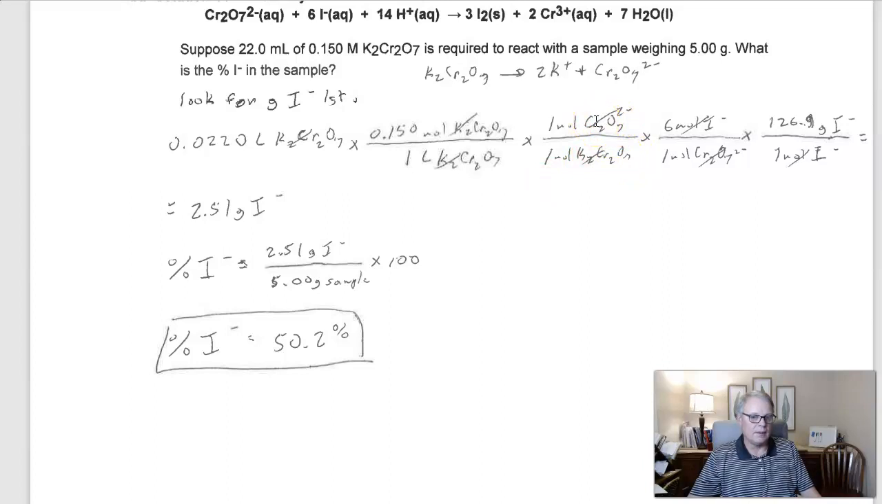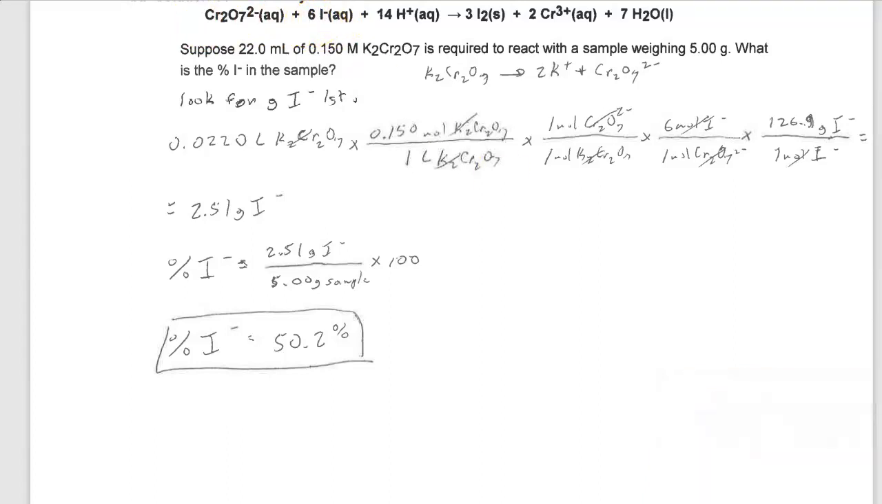All right. From here, it's kind of smooth sailing. So I'm looking for grams of I minus. Can I get there from moles of potassium dichromate? Well, no. But can I get to anything with I minus in it? Yeah, I can, because I know for every 1 mole of dichromate, that reacts with what? 6 moles of I minus, right? Because that's my coefficients in my balanced equation here. So what goes on top, what goes on bottom? Well, moles of dichromate on bottom, so they cancel, and we're left with 6 moles of I minus up here on top.